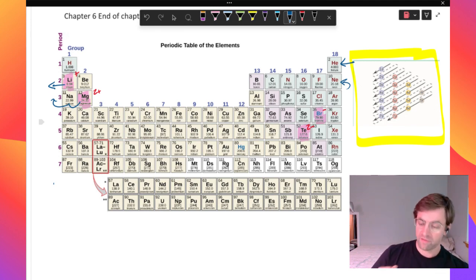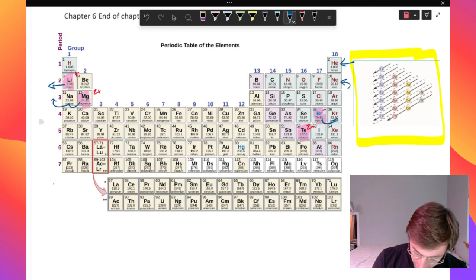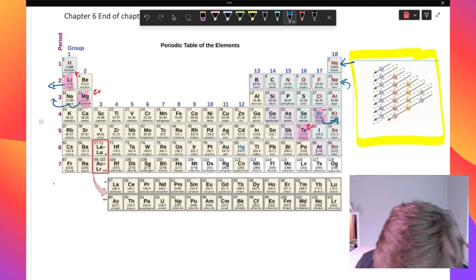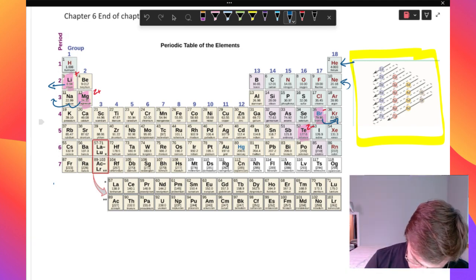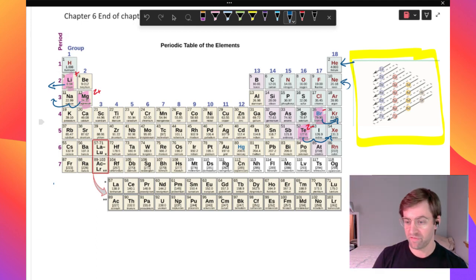For bromine, we have a negative charge, an anion, so we're moving that forward. That's going to jump over here to krypton. And for tellurium, we do two of those, xenon. So it'll have the same electron configuration as xenon. Okay, so what does this mean for our atomic radius?